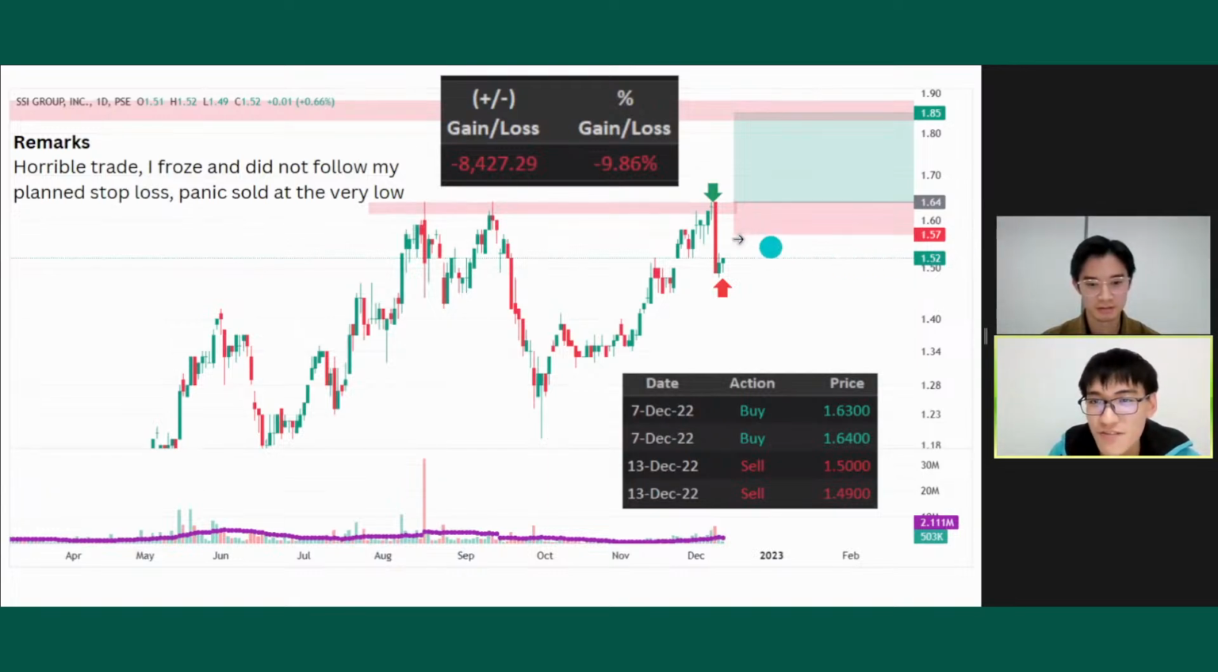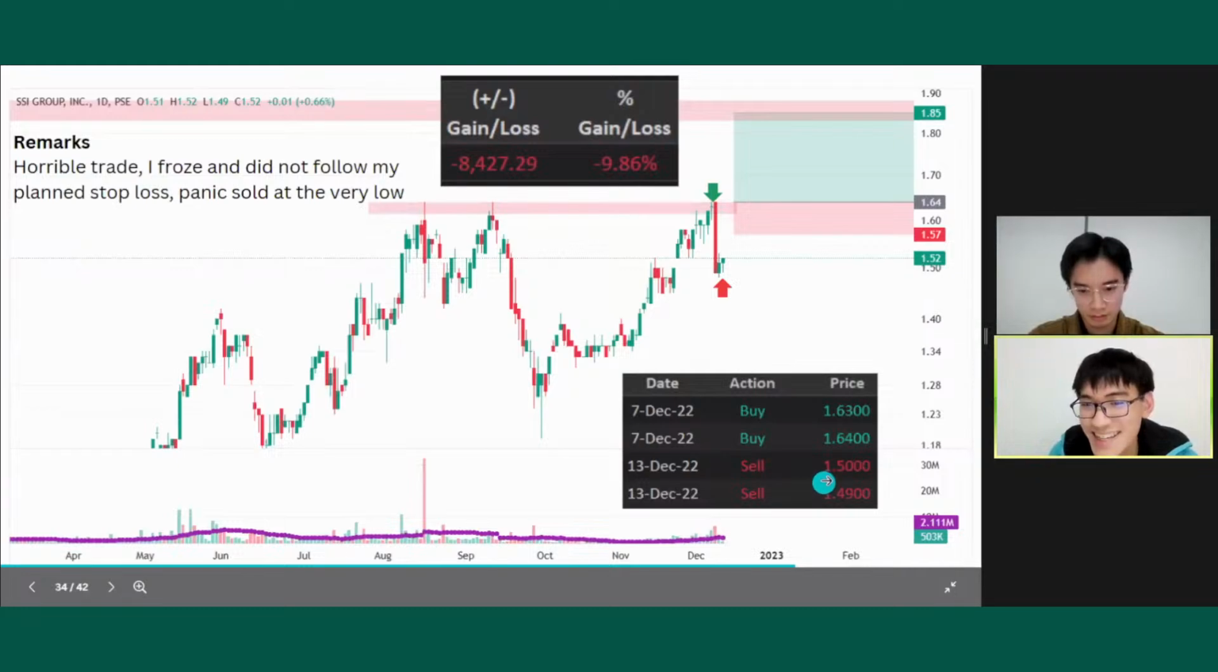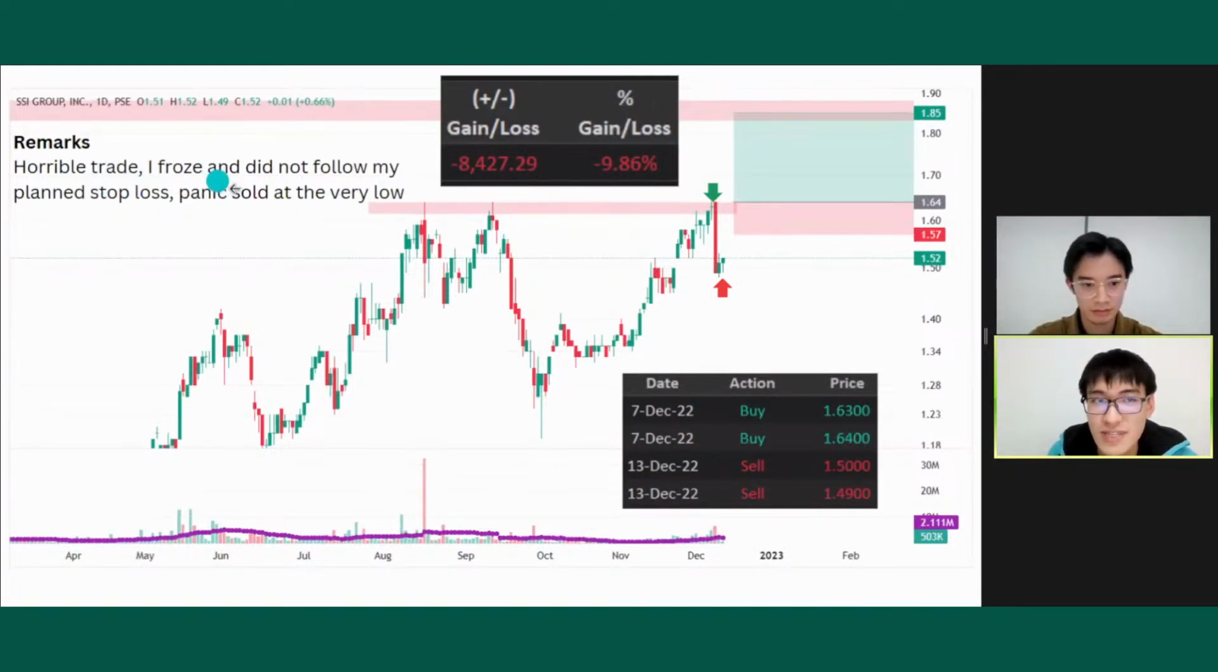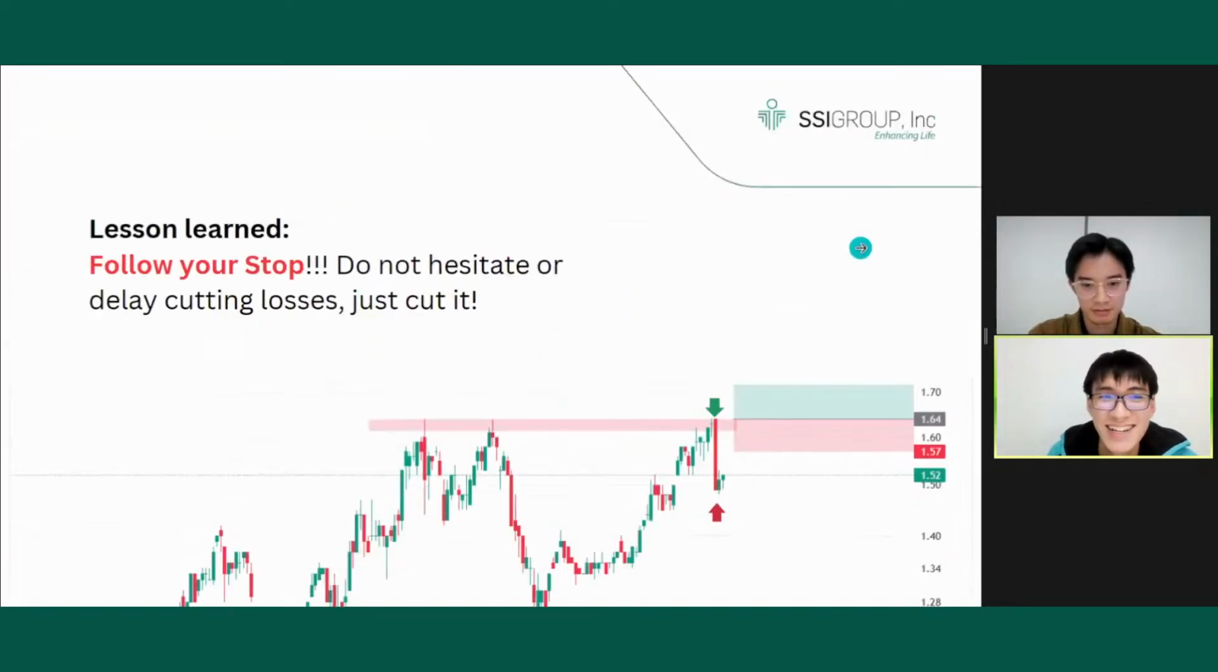Here, if you remember, my stop loss was at 1.57, but where I ended up selling was 1.5 and 1.49. Once it hit my stop loss, I froze. I did not follow my planned stop loss, and I panic sold at the very low. So I lost almost 10% in this trade. Yeah, this was a very memorable trade of mine, because I journaled that I'm never going to repeat that mistake again.